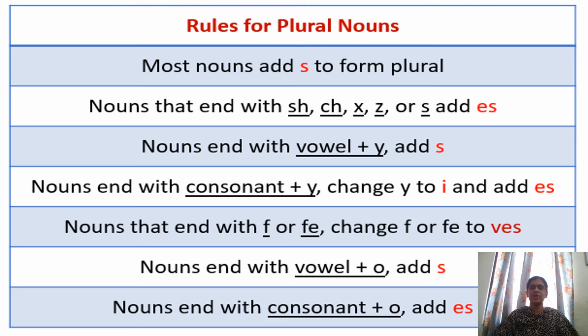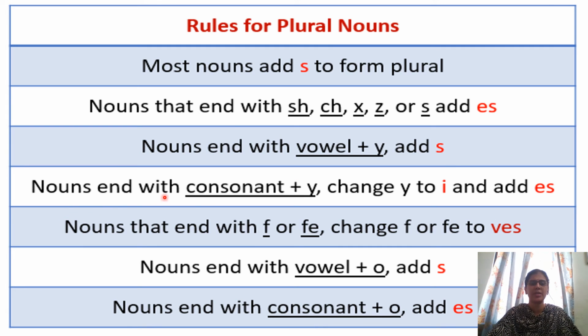So let us see again a quick recap of the rules, so that when we read the examples, it would be very useful. Most nouns add S to form the plural. Nouns that end with SH, CH, S, X or Z, we add ES to them. When a noun ends with vowel plus Y, you add S.